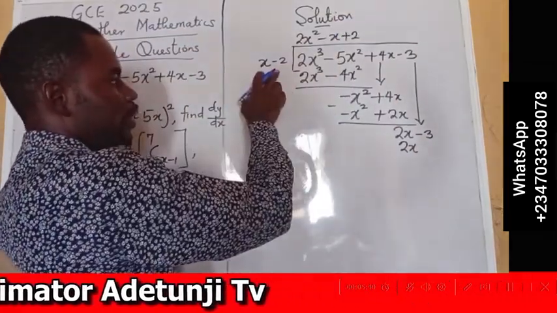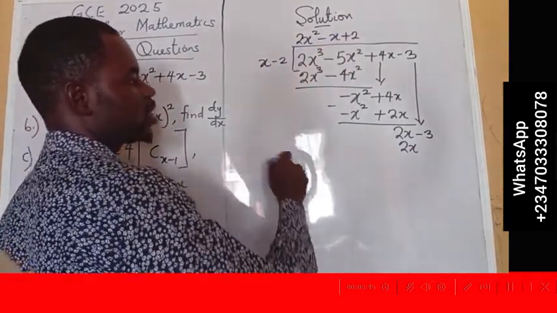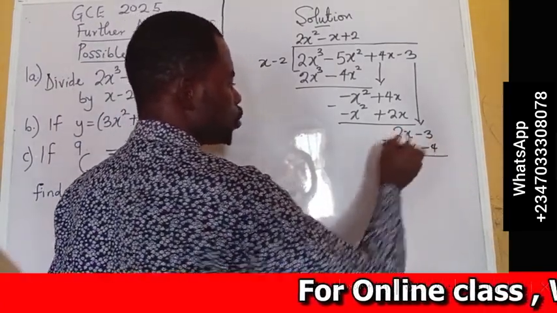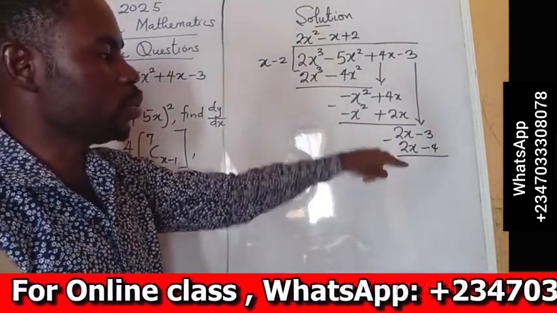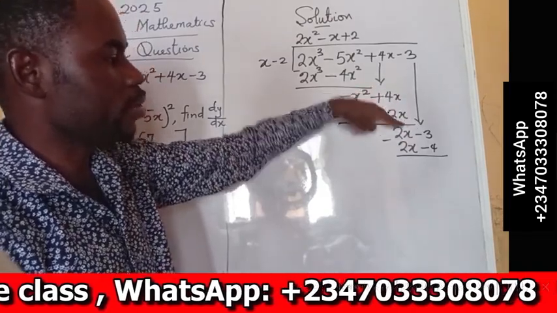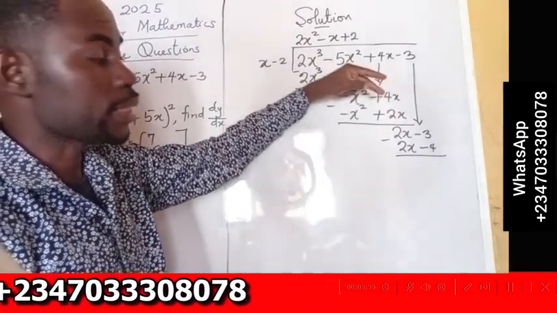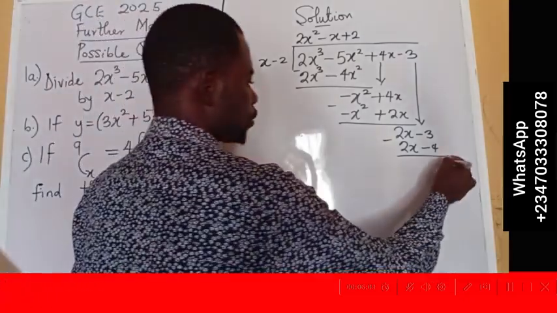Positive 2 multiplied by negative 2, that will give us negative 4. So we subtract. 2x minus 2x, that is 0. Negative 3 minus negative 4, that is minus 3 minus minus 4, that is minus 3 plus 4, and that one will give us 1.